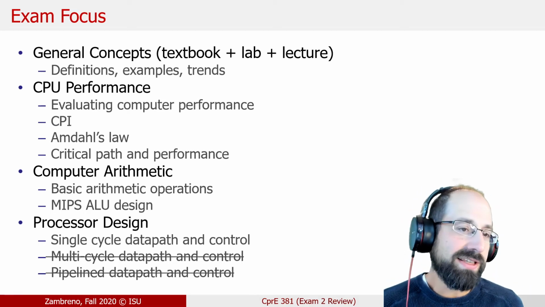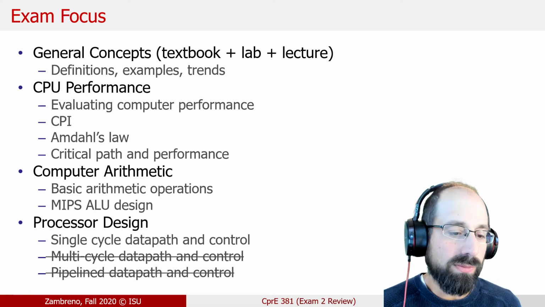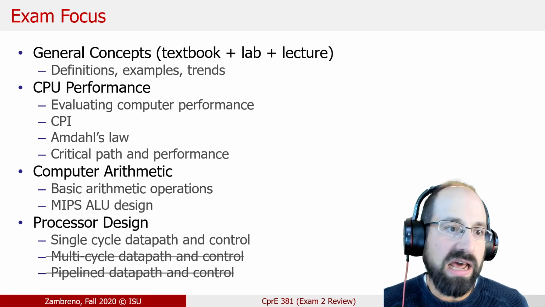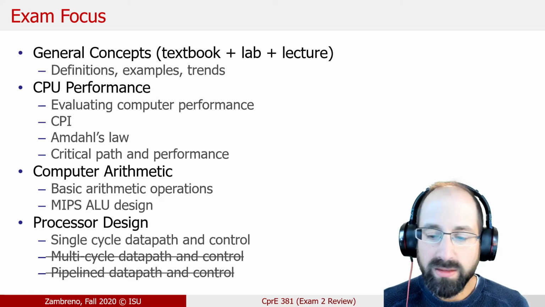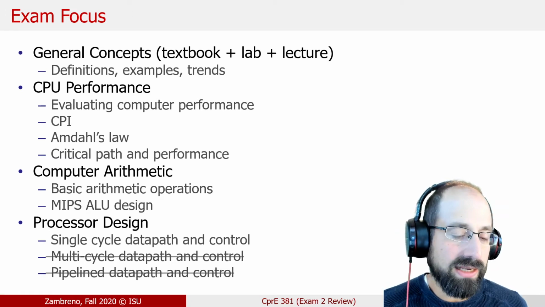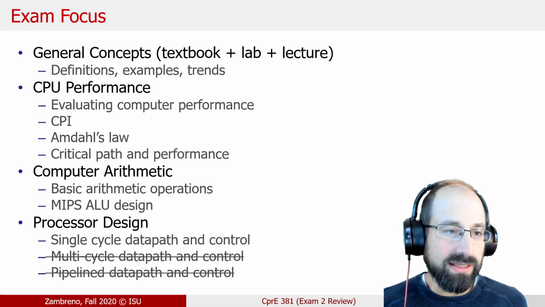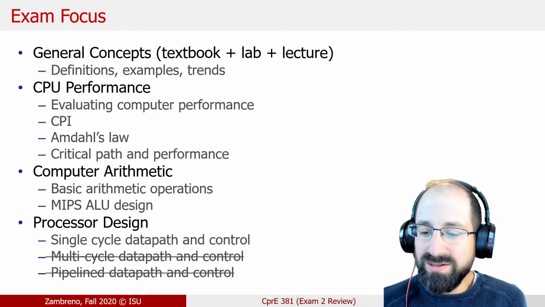My goal is always in this class for the second exam to talk more about and have an exam question on multi-cycle data path and pipeline data path. We've talked about pipelining, but based on the quiz on Friday, I don't think we're ready for it yet, and that's okay. So those are two topics that are explicitly crossed out. There may still be some material here referring to pipeline analysis and things like that. We just haven't gotten to it.